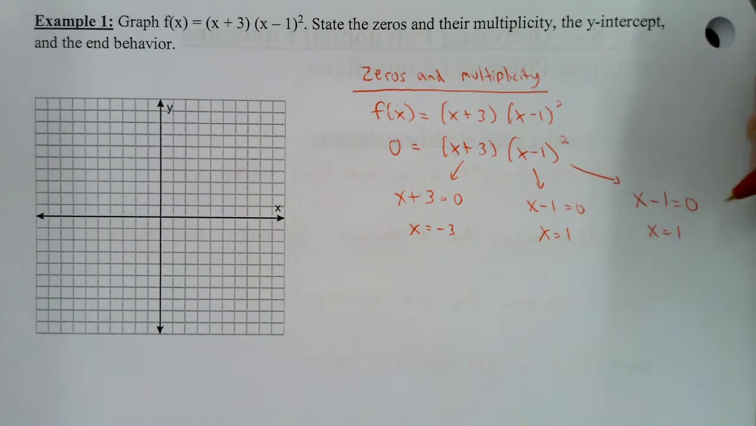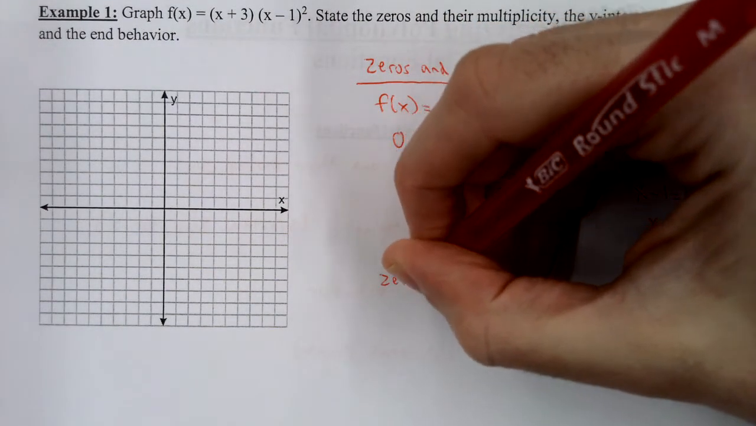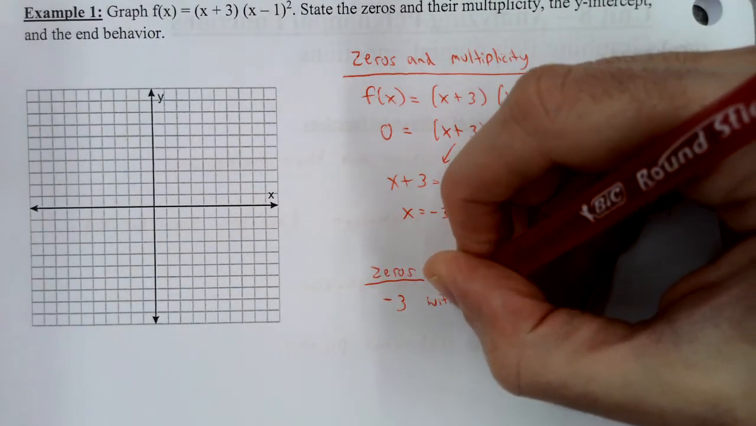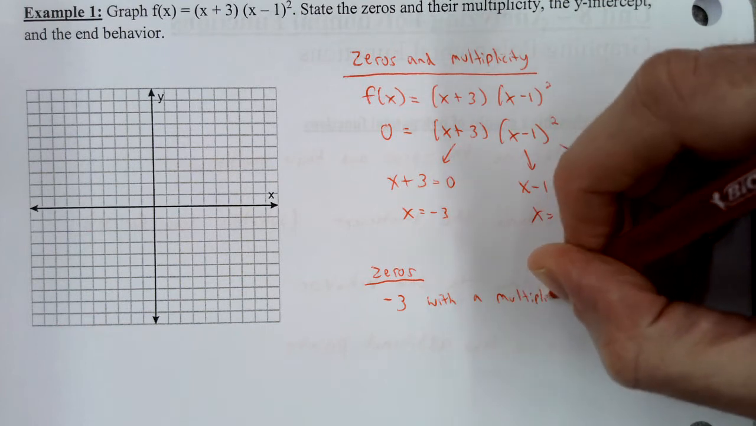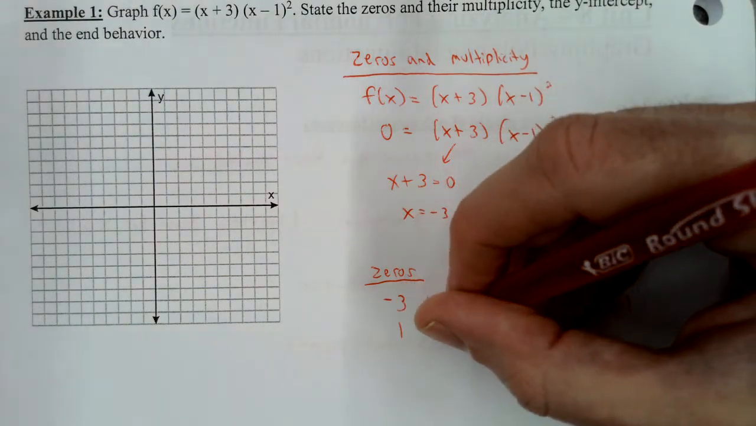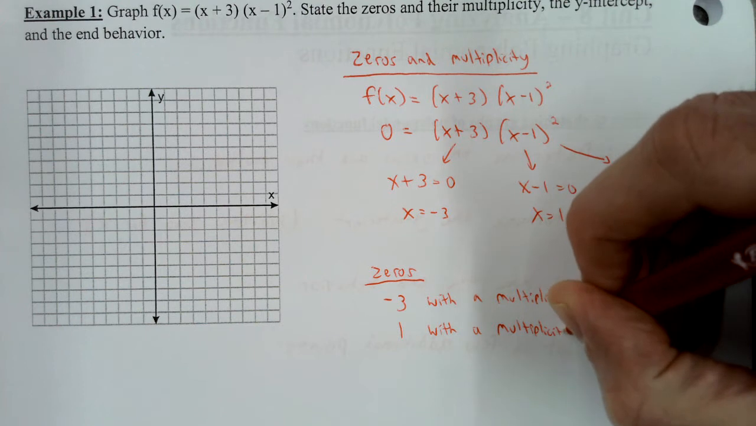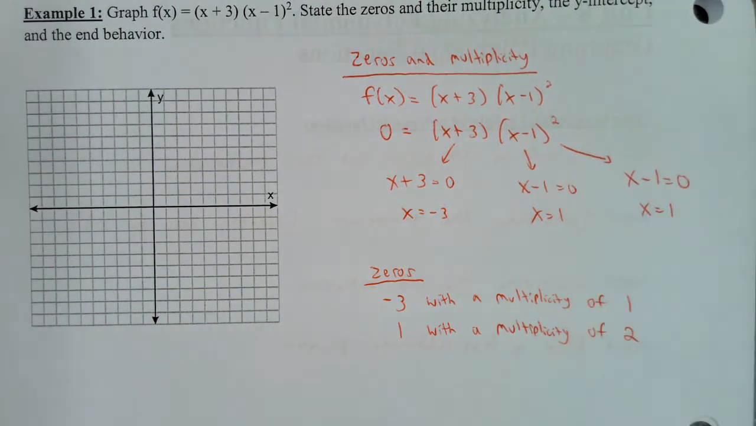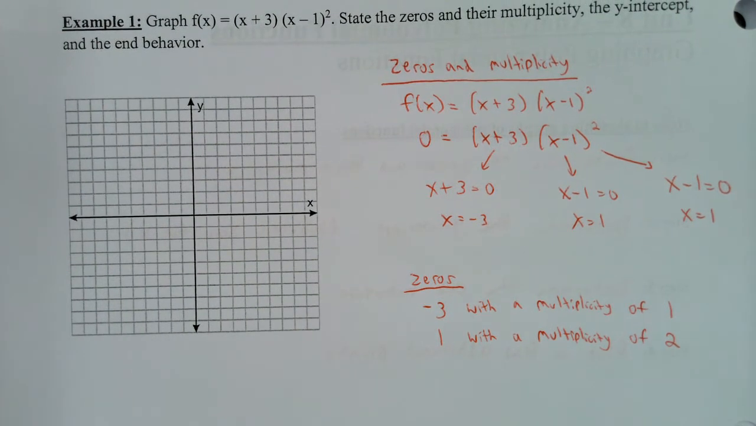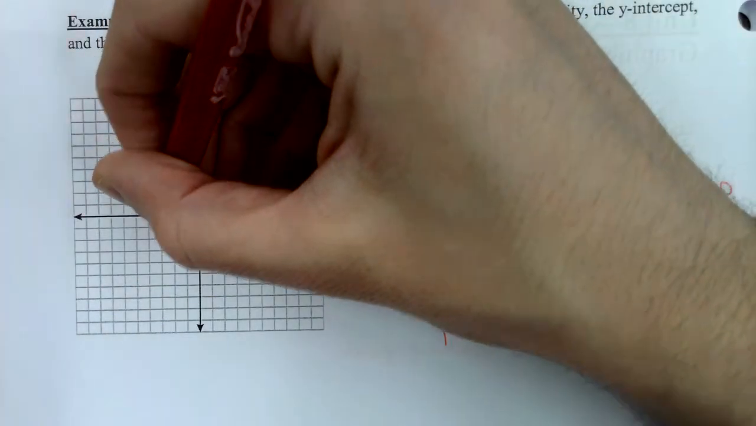We've already done stuff like this early in the unit. Now we're just doing graphing. Okay, so the zeros are going to be negative 3, the multiplicity of 1, and then 1 with the multiplicity of 2, because it occurs twice. Let's graph that now before we forget. -3, and then 1.